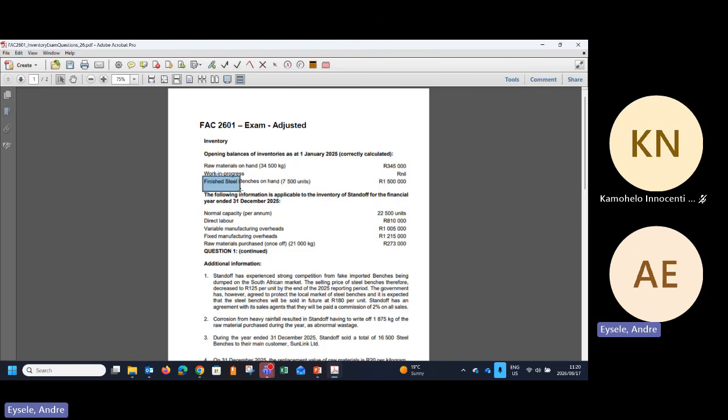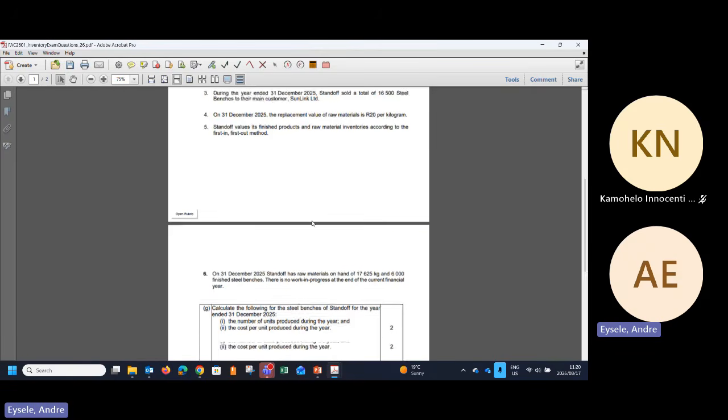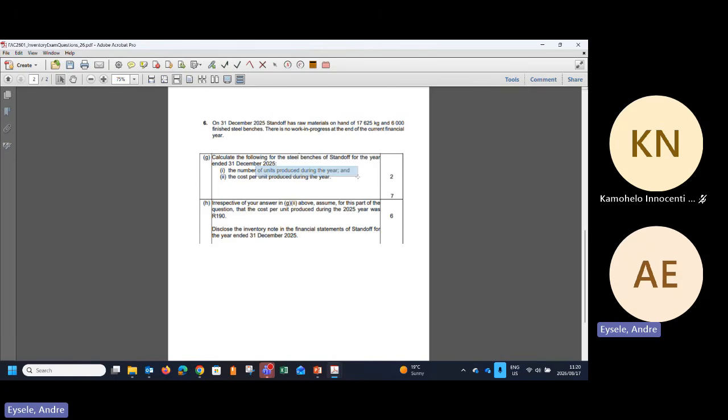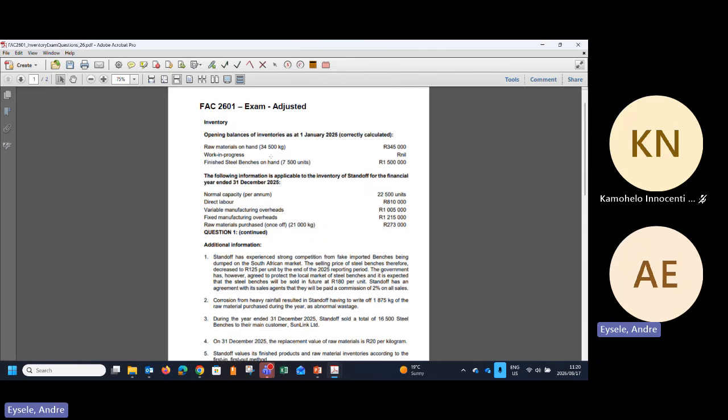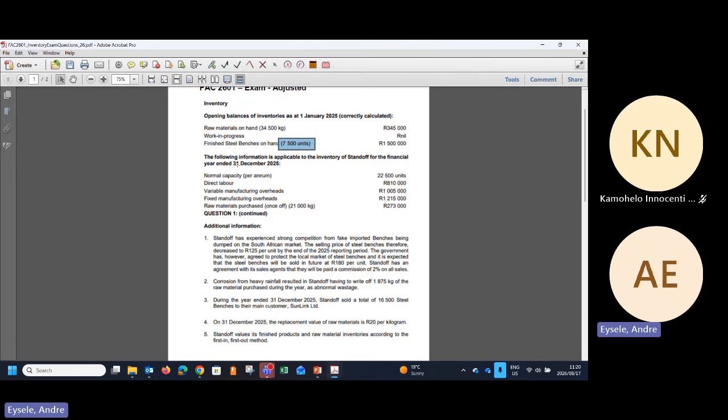That 200 rand per unit consists of all inventory items. But now, what did they ask of us? They ask of us the items produced or manufactured during the year. So we need to go and check. Now we've got the opening stock value. We need to either get purchases or those items that were sold, and they must tell you the closing stock value at the end of the period. So let's read. The following information is applicable to inventory for the financial year. So this is what happened during the financial year.